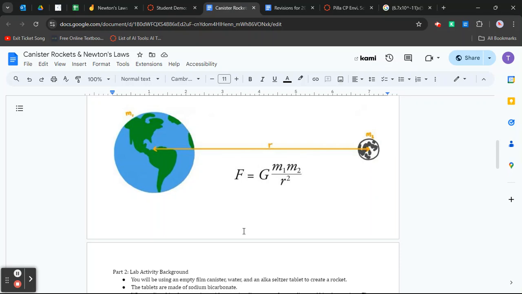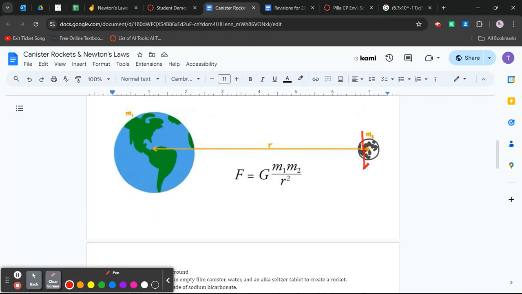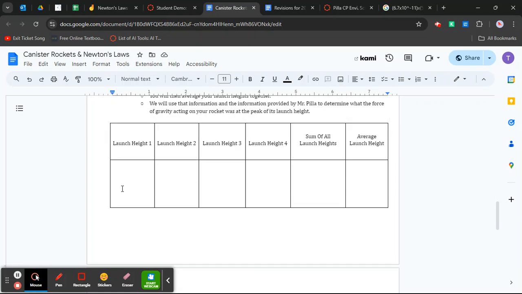First though, let us understand. The goal of this is to use Newton's law, his equation for the force of gravity, to figure out how much gravity is there between two objects. You can calculate the force of gravity between the Earth and the Moon using this. So we are doing it with a rocket that you launched off. We want to figure out not how much gravity there is between the Earth and the Moon, but how much gravity there is between your film canister rocket that you shot off and the Earth at its average distance.